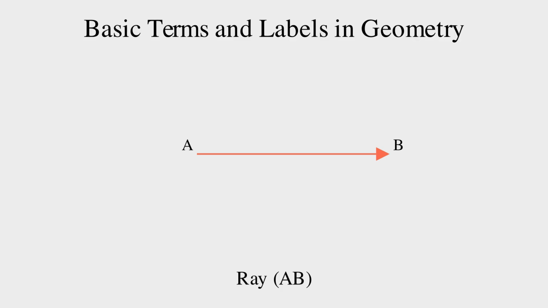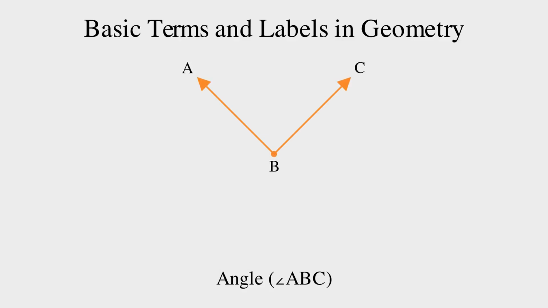Now that we know basic terms, let's talk about how we name different elements in geometry. Angles. An angle is formed when 2 rays share a common endpoint. We name it using 3 points, with the vertex in the middle. For example, angle ABC means B is the vertex.